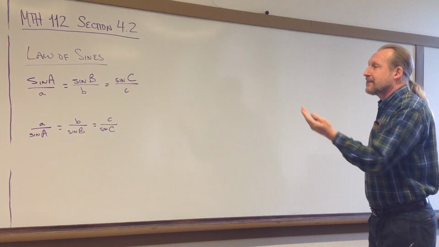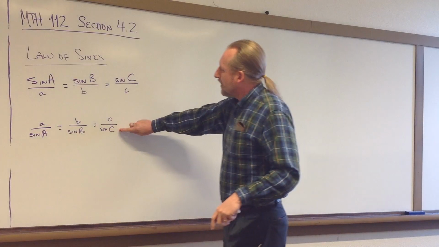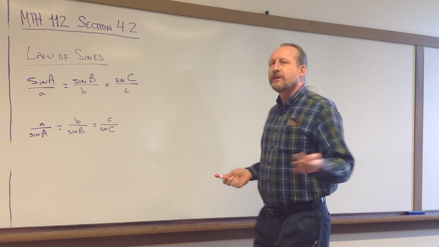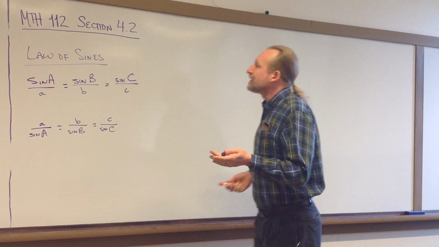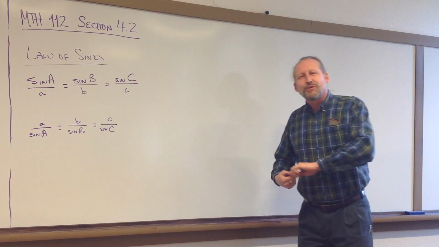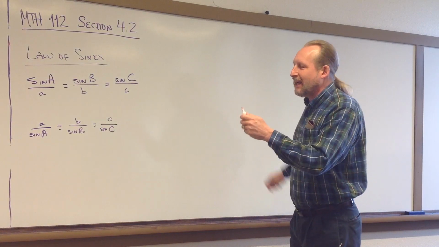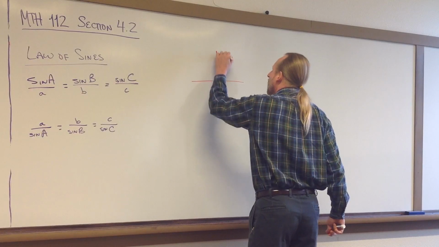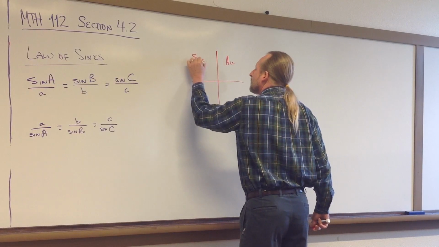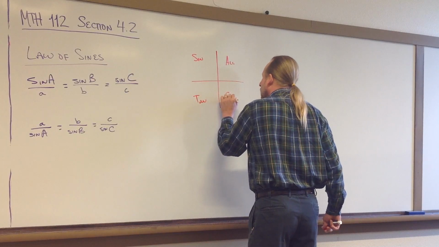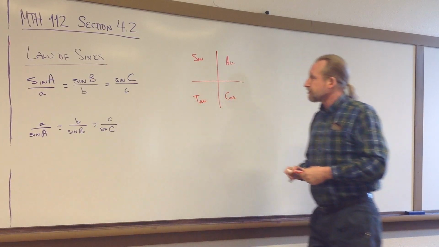Getting back to why I was always using this in section 4.1: we were only looking for sides. So why were we only looking for sides in section 4.1? Why didn't we have any problems where we would be looking for angles? Here's why. We go back to our diagram about what's positive in which quadrant.